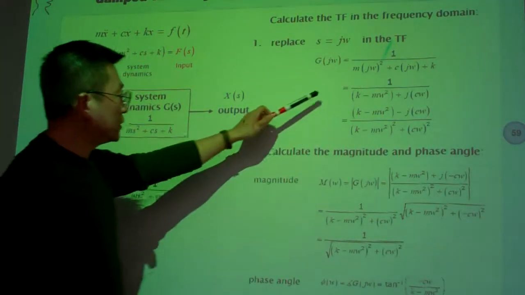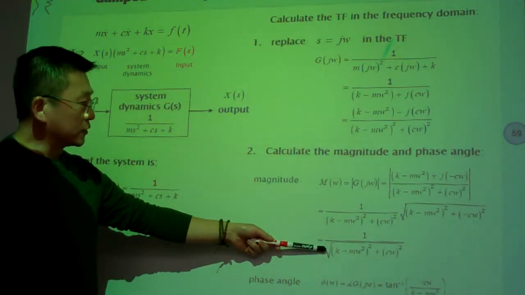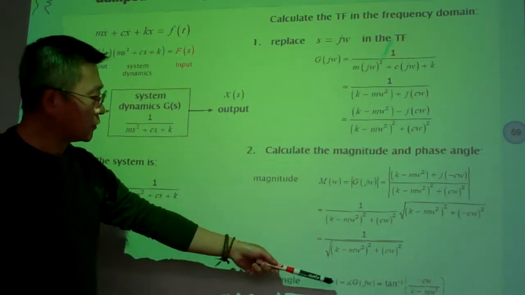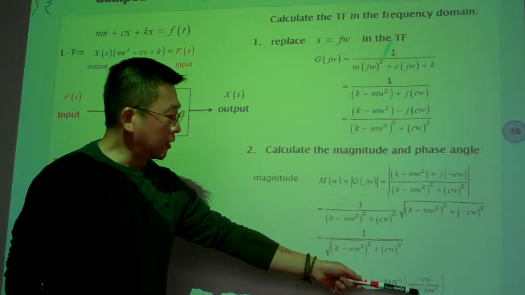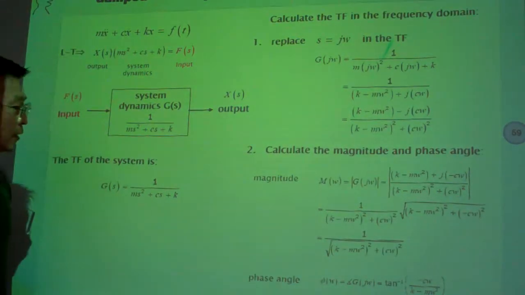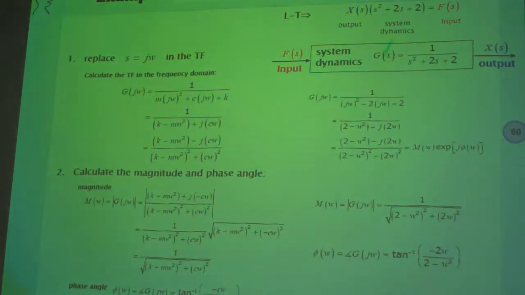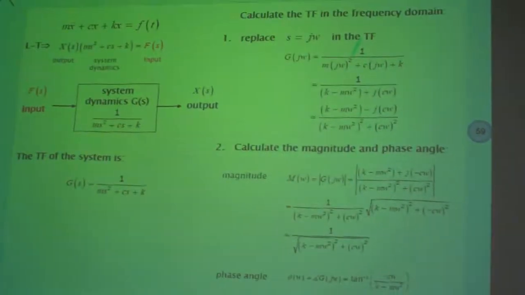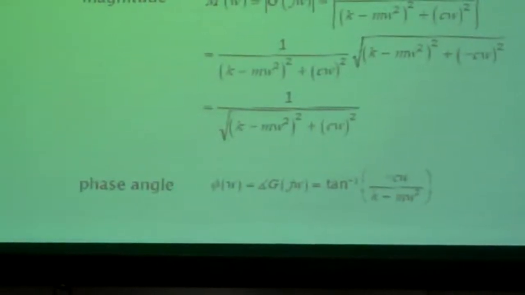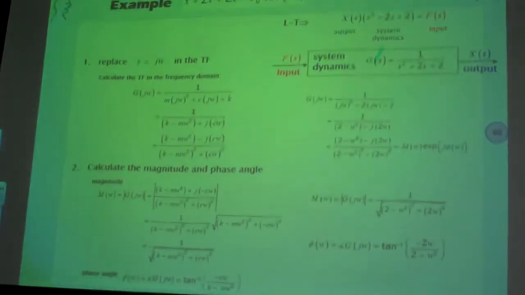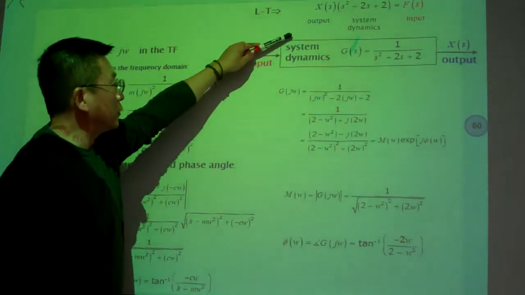With these, we can then calculate its magnitude. The magnitude is basically equal to this, and the phase angle is equal to this. Basically, the phase angle is the arctangent of the imaginary part divided by the real part. So that is the calculation. The imaginary part by the real part. That is the process, and on this page you can compare with the numbers here.